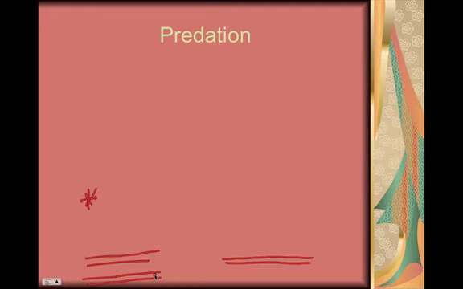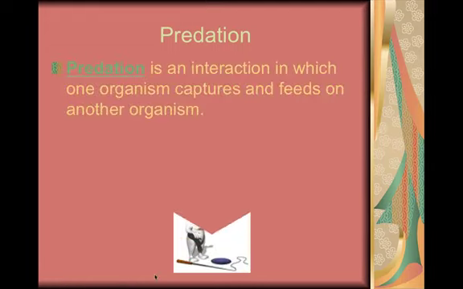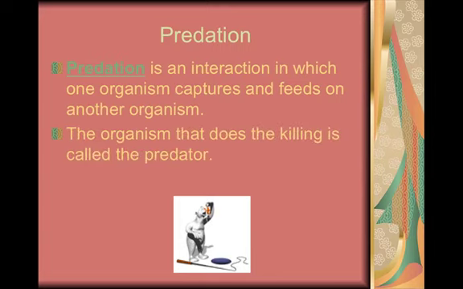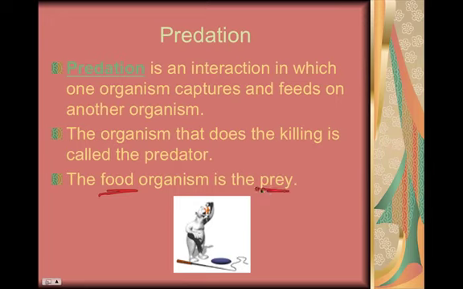Moving on, we go to predation. Predation is an interaction in which one organism captures and feeds on another organism. This is really familiar to you. And the two players in predation are going to be an organism that does the killing. So the organism that kills is called the predator. And the food organism is going to be the prey. So once again, the predator does the killing, the prey is the one that gets killed.